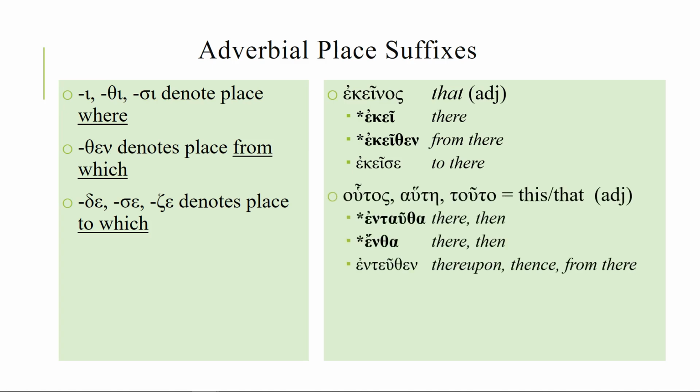Houtos as well. Remember the stem is tou or tout, so we get entautha, there or then, and this can be either temporal or spatial. Entha, there or then, and then enteuthen, thereupon, thence, from there. Again, you see 4 of these 6 forms are very, very common, so you're going to see them a lot.